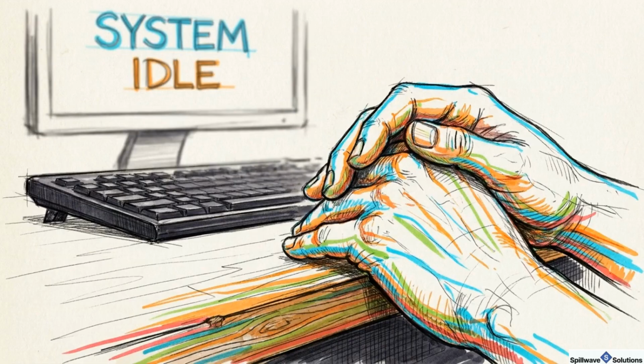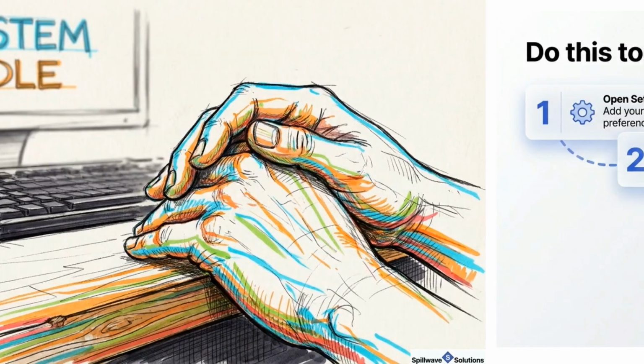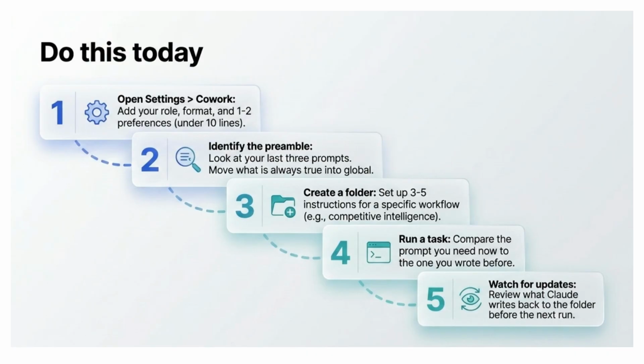Stop retyping the mechanics of your work. Let the standing context do the heavy lifting. Do this today. Open Settings, Cowork right now, and click Edit next to Global Instructions. Add your role, your preferred output format, and 1 or 2 standing preferences. Keep it to fewer than 10 lines.